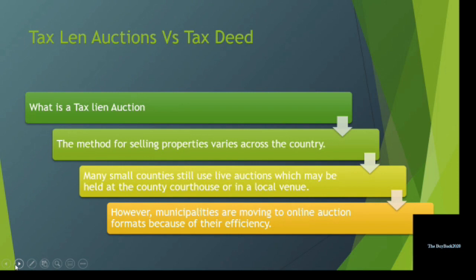Tax lien auctions versus tax deeds. Okay, so what is a tax lien auction? The method for selling properties varies across the county. Many small counties use live auctions, which may be held at the county courthouse or in a local venue. However, municipalities are moving to online auction formats because it is more efficient.